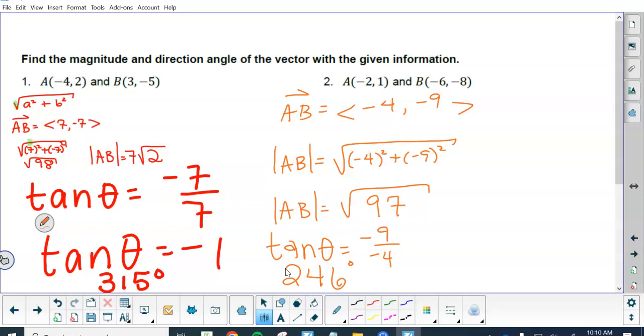Okay, so remember, we started here. We're going in standard position. We're going counterclockwise. If I go up to here, that's 90 degrees. If I go here, that's another 90 degrees, 180. But remember this, if you plotted -4, -9, it would be down here in the third quadrant, which is greater than 180 degrees. So that's why we added it.